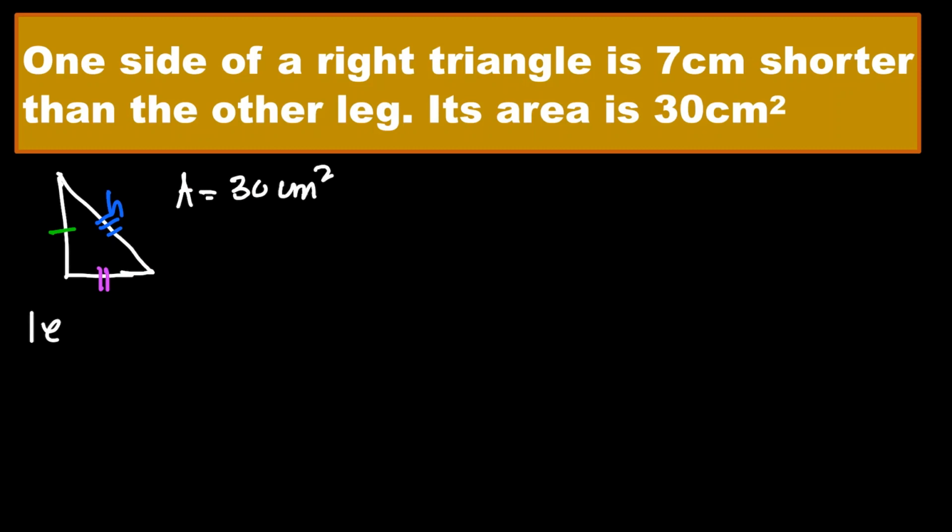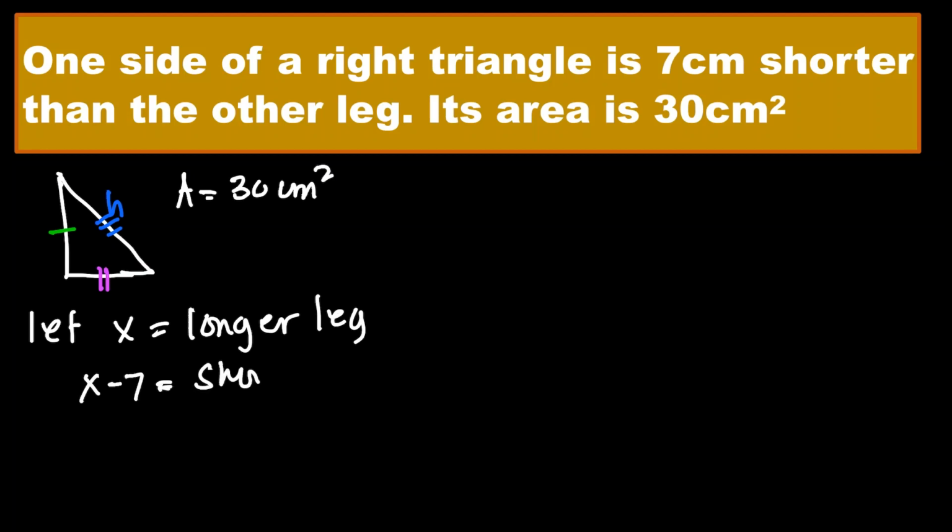All right, so we will let x here be the longer leg, because once we get the value of the longer leg, we simply subtract 7 from that, and then that will be the length of the shorter leg. All right, so we know that the formula of area is 1/2 base times height. So we have the base, we have the height, and we are also given the area. So we can solve now for the value of x.